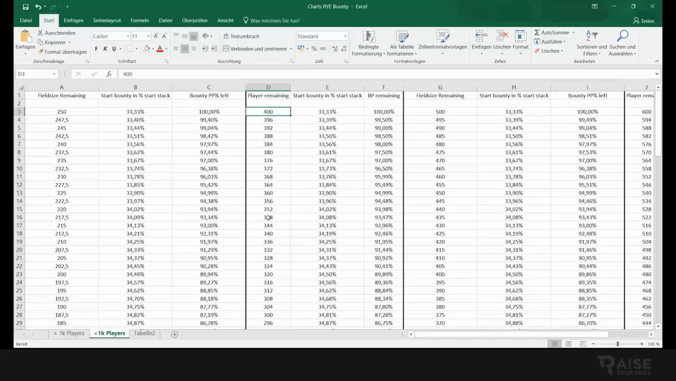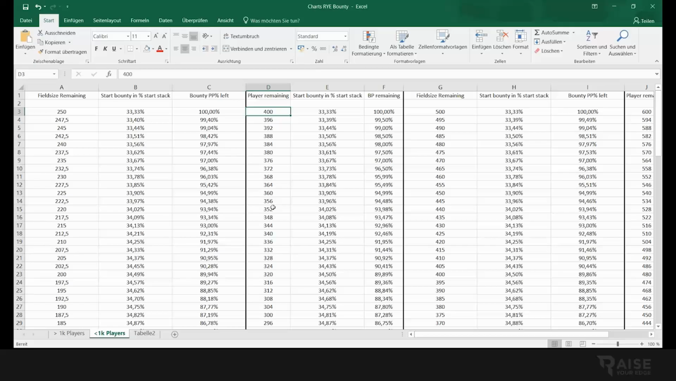The starting bounty, broken down in the amount or in the percentages of the starting stack, always depends on how many players a tournament has and how many players are remaining. So I highly encourage you, if you have no idea what we're doing here right now, to watch the theory part where Nico is explaining how he's coming to these numbers. He's making a simulation in order to find out those numbers.